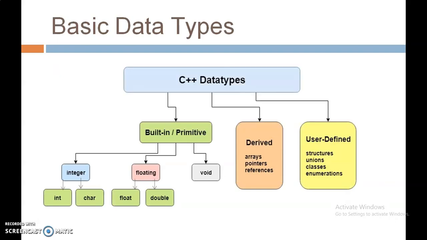There are three main categories of data types in C++: built-in or primitive data types, derived data types, and user-defined data types. Built-in or primitive data types work the same as they do in C programs, like integer, float, void, etc. Array, pointer and references are the derived data types that we will discuss in this session, and structures, unions, classes and enumerated data types are the user-defined data types.